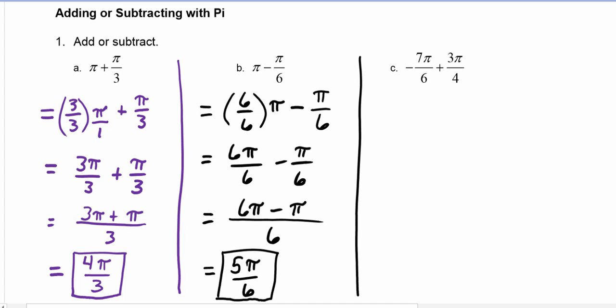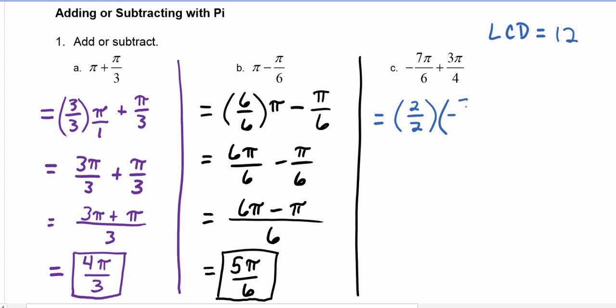Now in this third example here, example C, we see we have two different denominators. So the first order of business is to find the least common denominator. And the smallest multiple that both 6 and 4 go into is 12. So that's what we will use for our denominator. So to get the denominator of this first fraction to be 12, we see we're going to have to multiply by 1 in the form of 2 over 2.